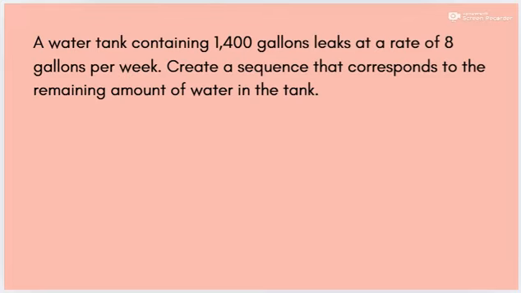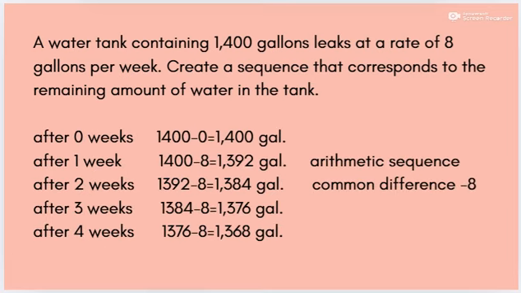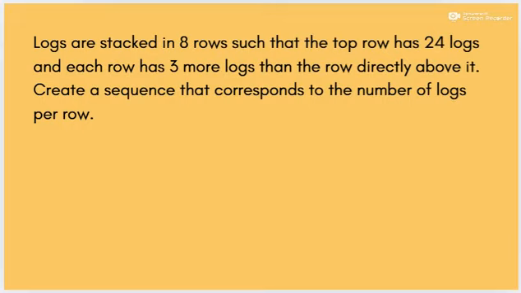A water tank containing 1,400 gallons leaks at a rate of 8 gallons per week. Create a sequence that corresponds to the remaining amount of water in the tank. So we know that at the beginning, when you first fill it up, it's got 1,400 gallons in there. After 1 week, it's leaking 8 gallons every week, so you have 1,392 gallons. After 2 weeks, you have 1,384 gallons. This is an arithmetic sequence because every week it's losing 8 gallons. When it has a steady rate of change, then it's an arithmetic sequence.